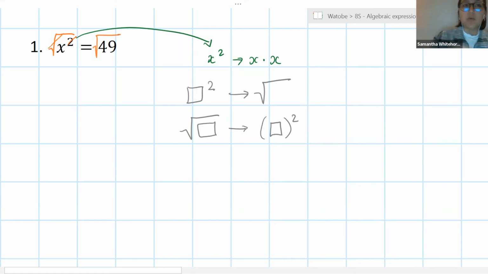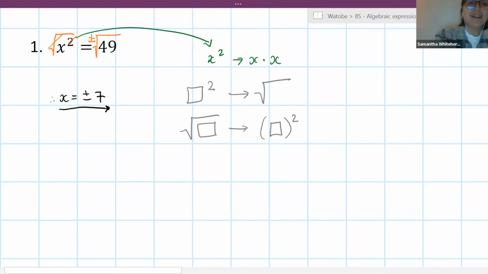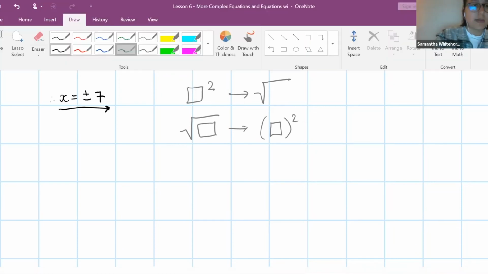But what's really important is that when we square root something, we actually get a plus or a minus answer. I'm going to explain what I mean by that. So the answer here is x is equal to plus or minus 7. Okay, so we all got 7 and we're all happy with that. But why is it plus or minus 7? Well, let's think about this.